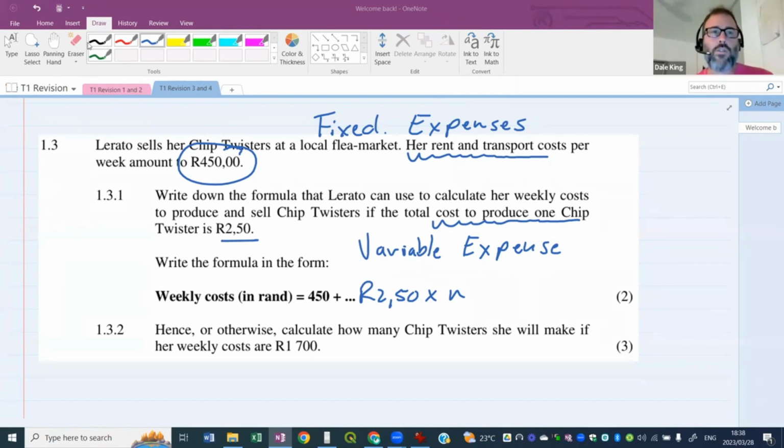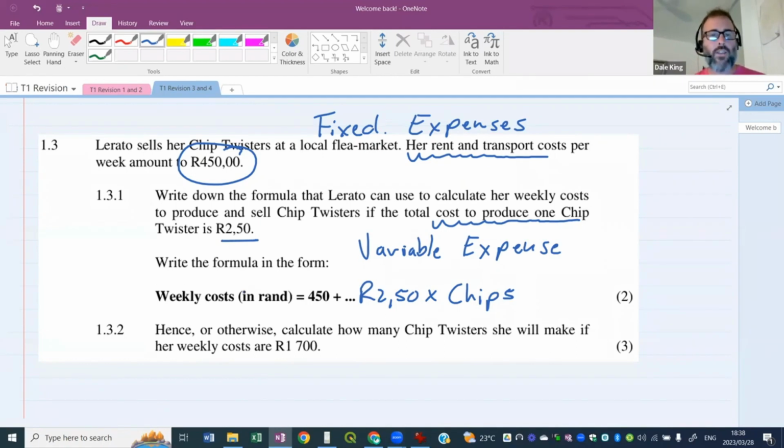All right. So what I'm going to do is remove the N. And I'm going to write here chips. All right. That should make more sense. So let's look at the whole formula here. So her weekly costs when she goes to the market include her fixed expenses and her variable expenses. The weekly cost will depend on, number one, her fixed expenses, which is 450 every week, doesn't change. Every week she goes there, before she sells anything, she has to pay 4 Rand 50.